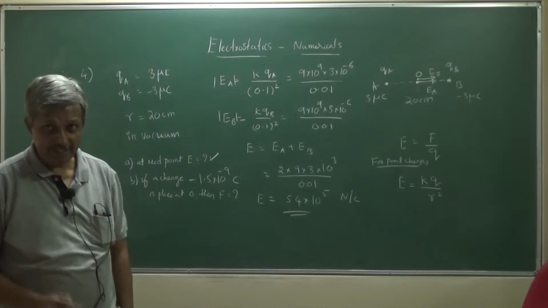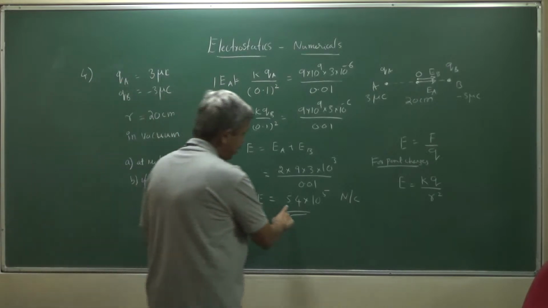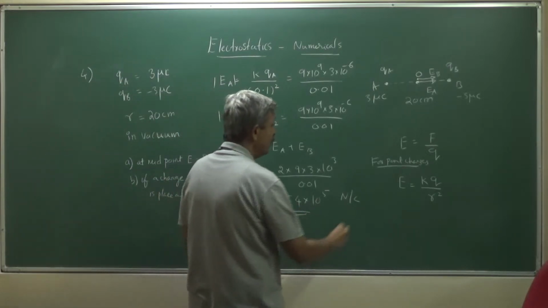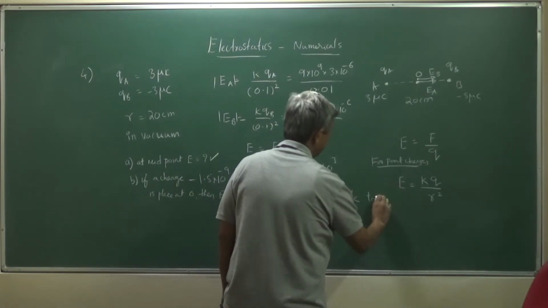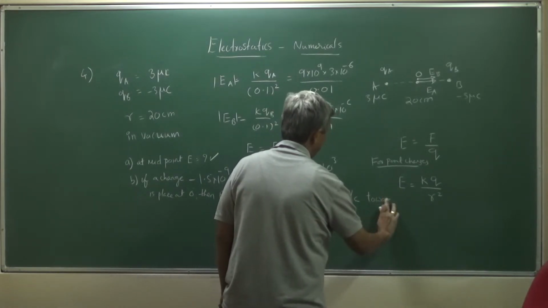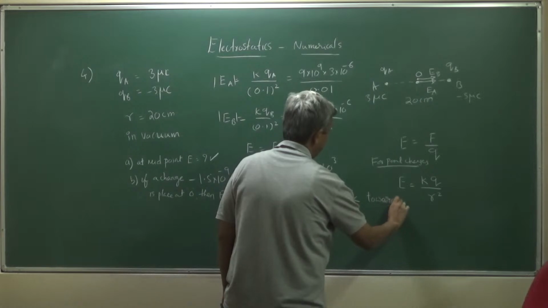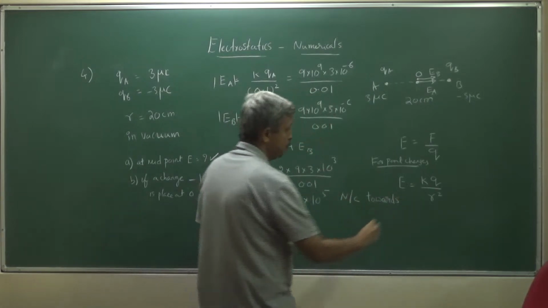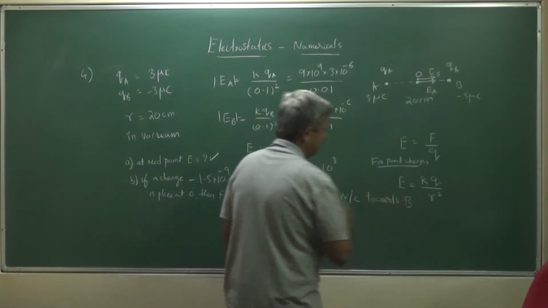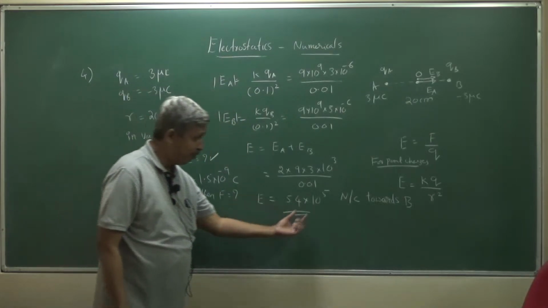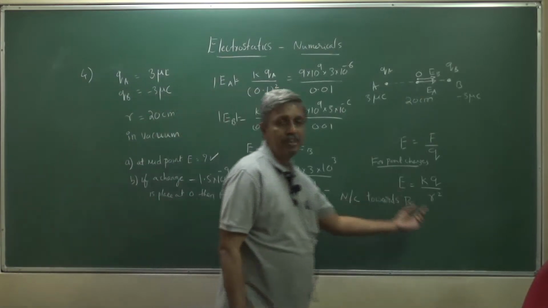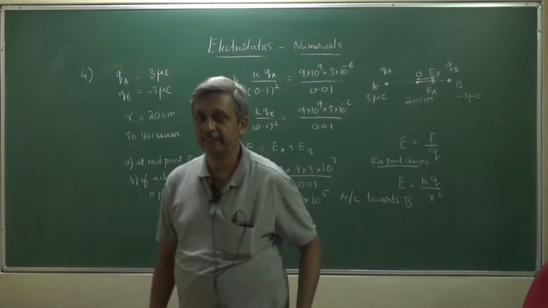Okay, when you place it, you can write here E is equal to 54 into 10 power 5 newton per coulomb towards B. We have to always write both magnitude and direction. This is the answer. The answer has to be complete. We are writing 54 into 10 power 5 towards B. So that means the direction of the field.